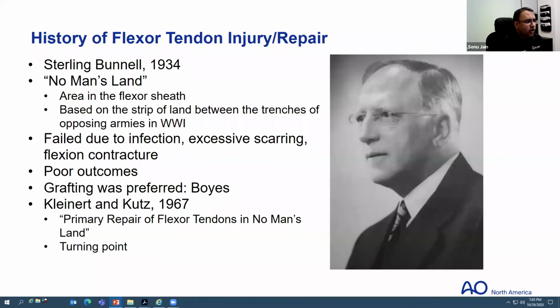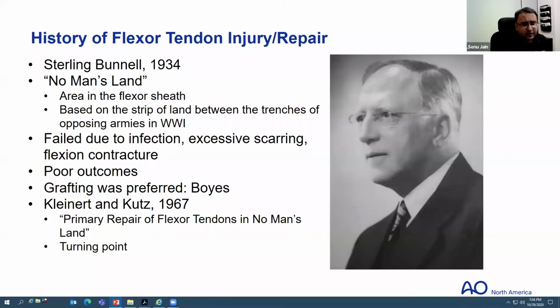The reason he called this that was because this area failed in terms of flexor tendon repair due to infection, excessive scarring, and flexor contracture. They really had terrible outcomes. And Boyes actually looked at grafting. He did primary grafting of this and had great results, and he preferred this.